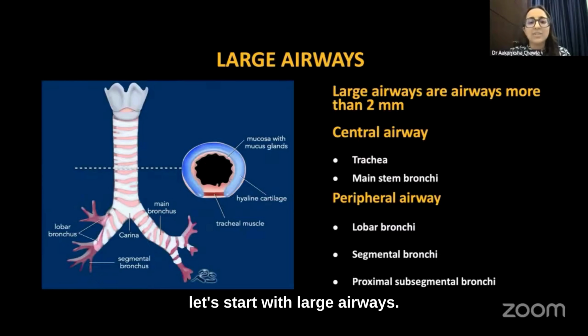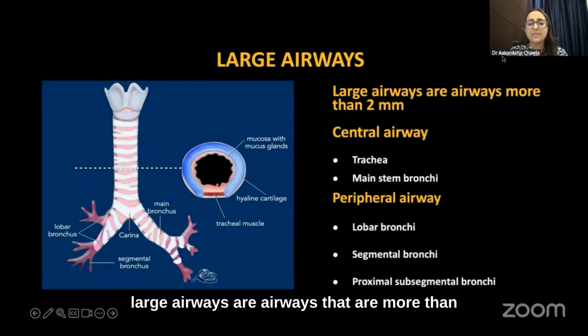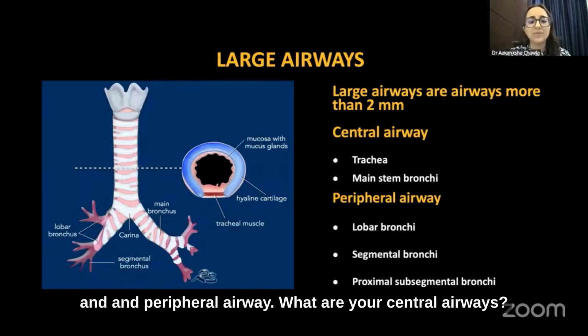Let's start with large airways. What are large airways? Basically, large airways are airways that are more than 2 millimeter in diameter. Now remember, large airway includes both your central and peripheral airway. What are your central airways?